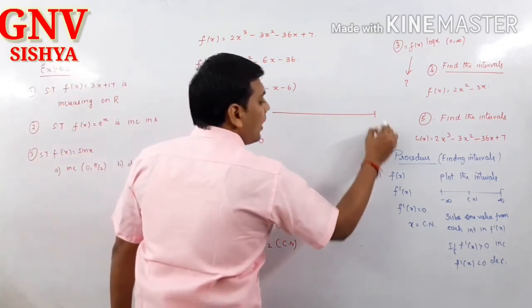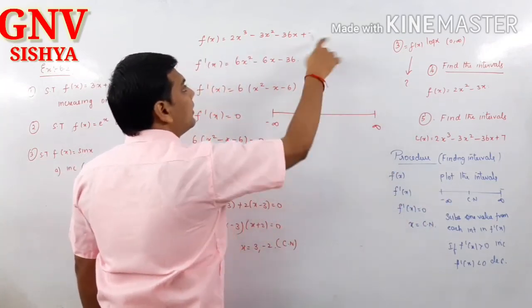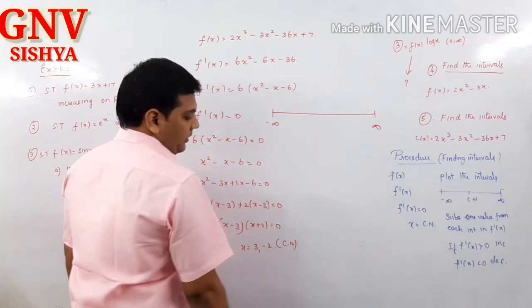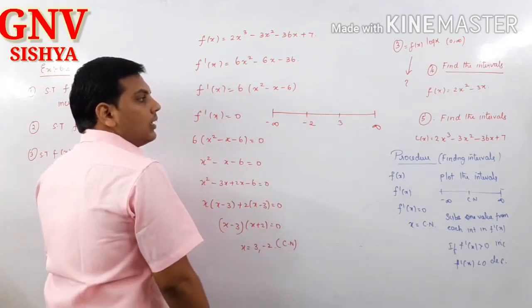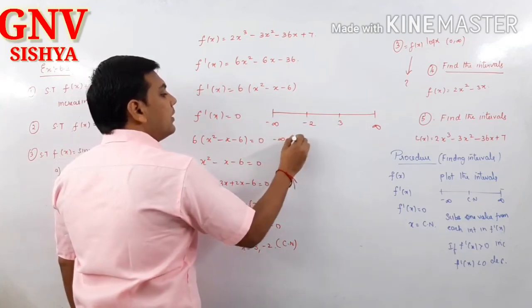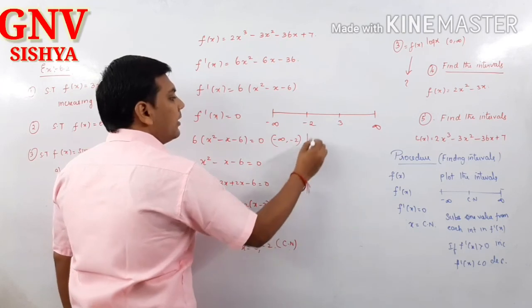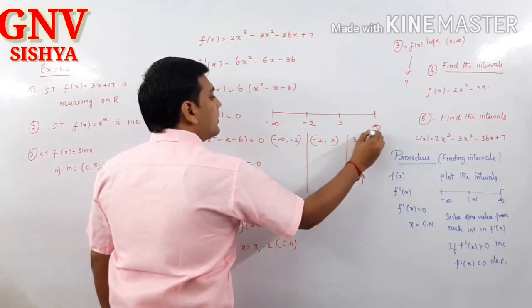Now what do we have to do after getting the critical numbers? We have to plot the intervals. They have not given any interval in the question, so from minus infinity to plus infinity, the values are minus 2 and 3. We have to split the intervals. Minus infinity to minus 2 is one interval. Minus 2 to 3 is another interval. 3 to infinity is the third interval.